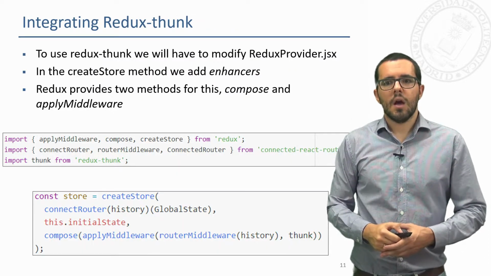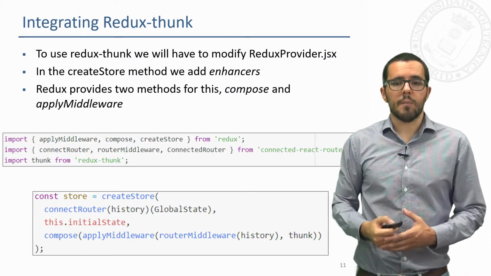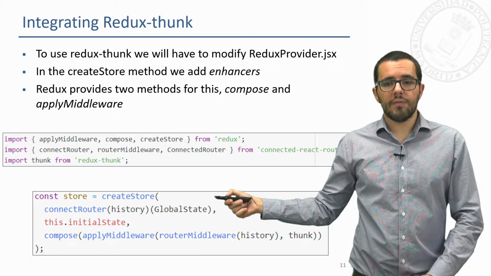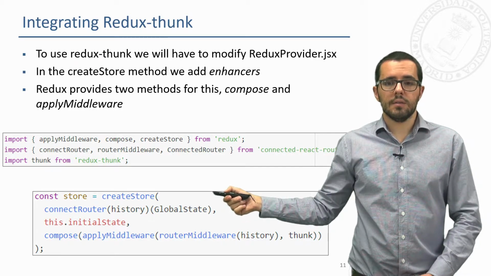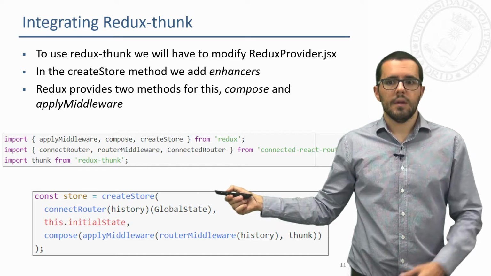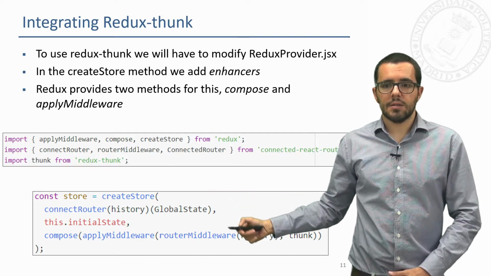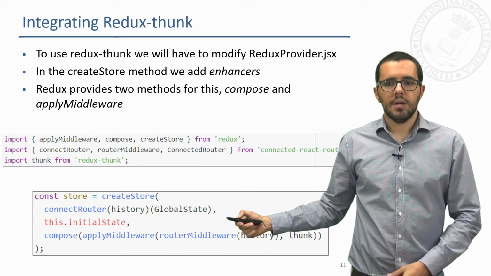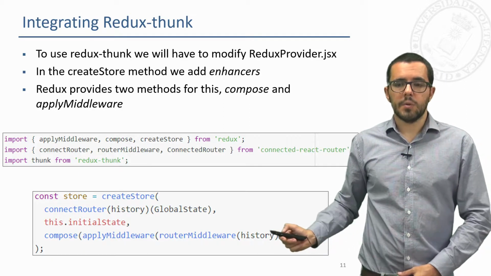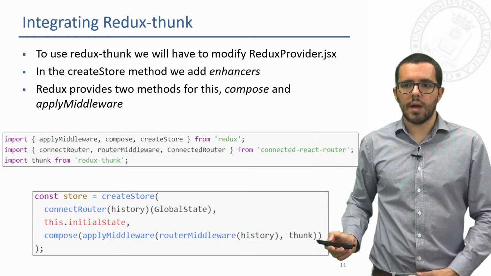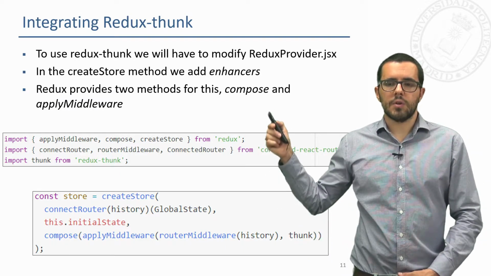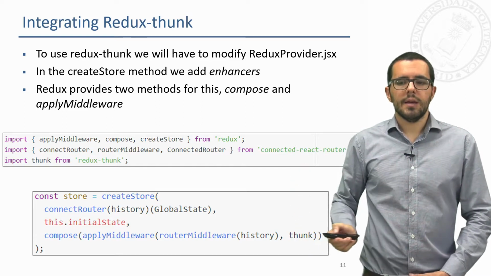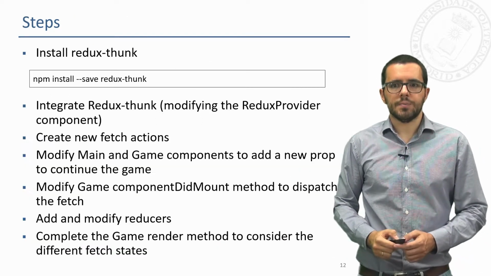How do we integrate it? Install it with npm, and then just import it and modify the createStore, of course, in the Redux provider. In createStore, just as a third param, we have the enhancers. So we add Thunk here. Previously we had other enhancers, but now we add Thunk. For that we also remember that we have applyMiddleware and compose. So these two things will integrate Thunk in our application.